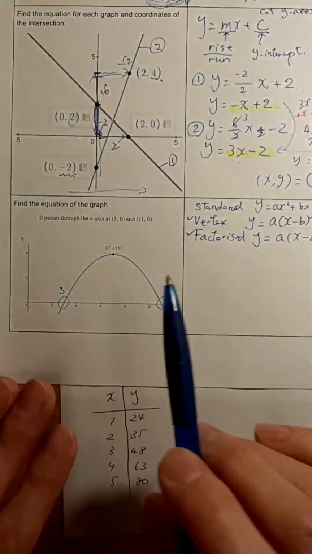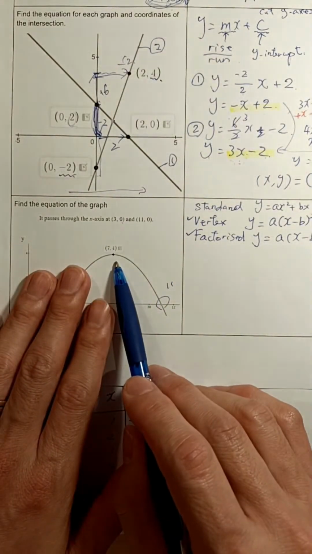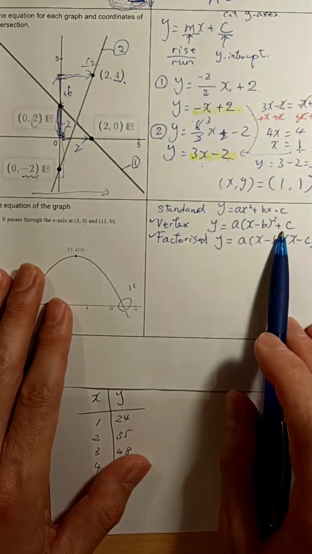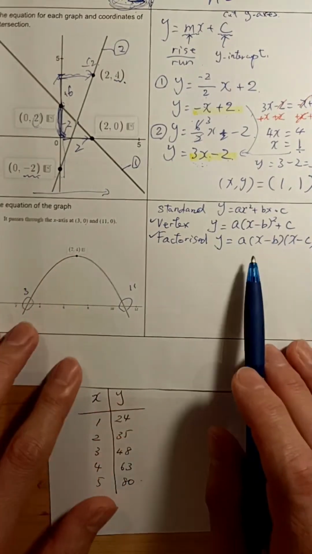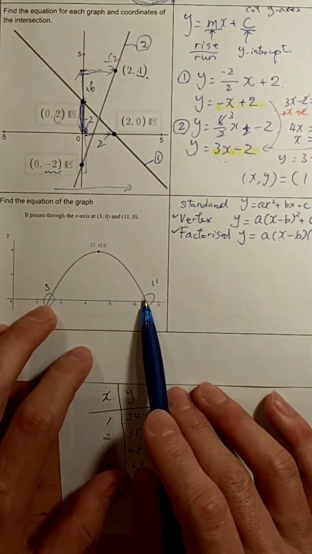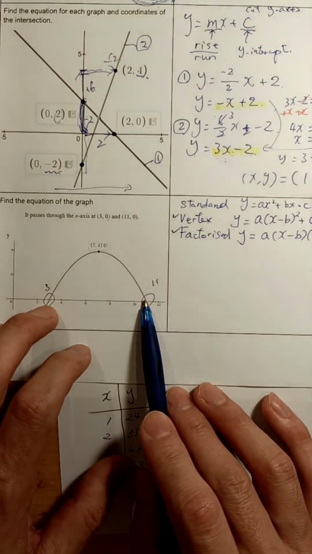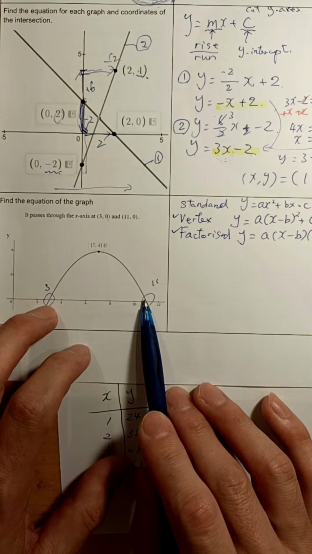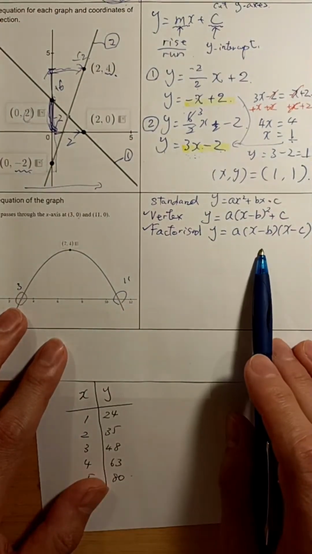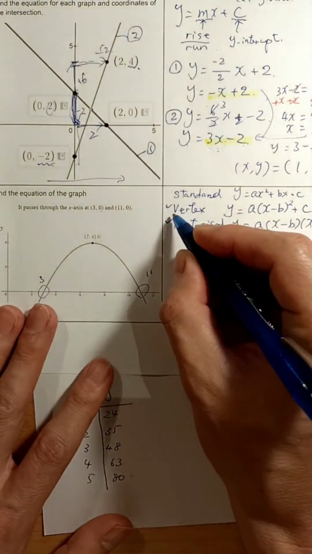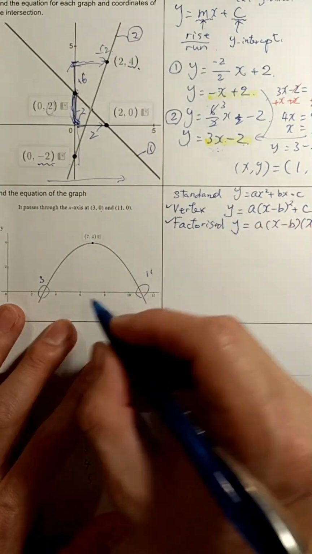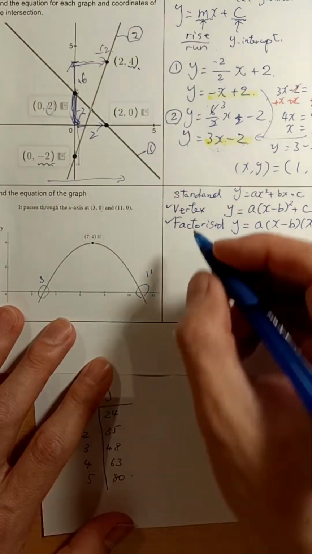If you want to use this one, you use vertex form because you know the coordinate of the vertex. And if you want to use the x-intercepts, you use this one. So I will explain vertex form first and then factorized form second.